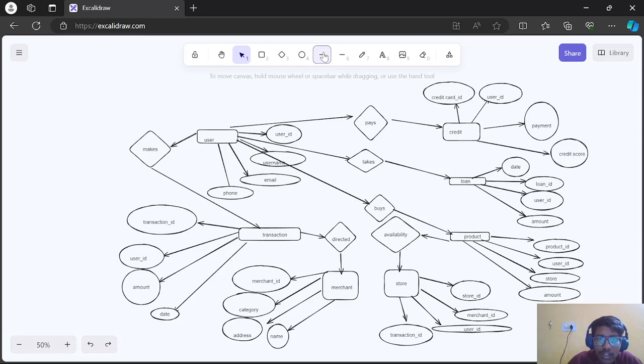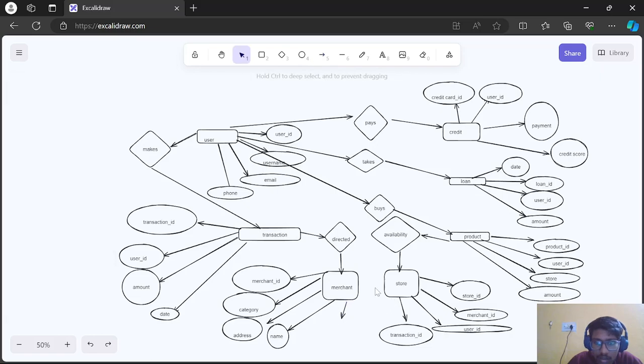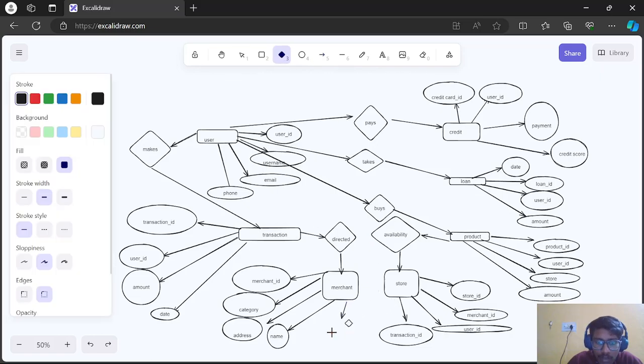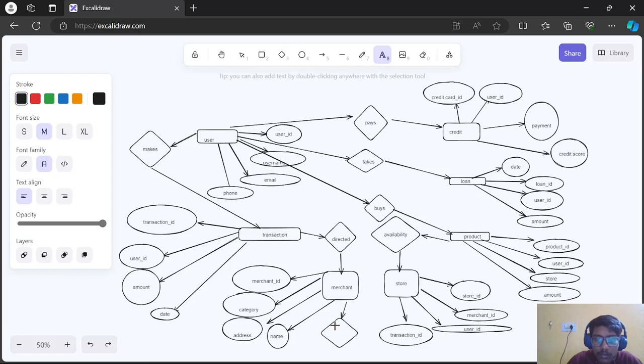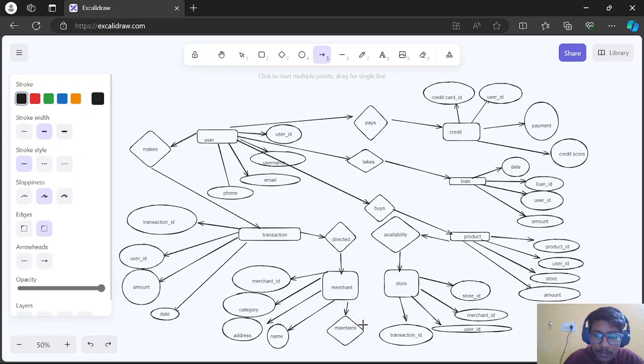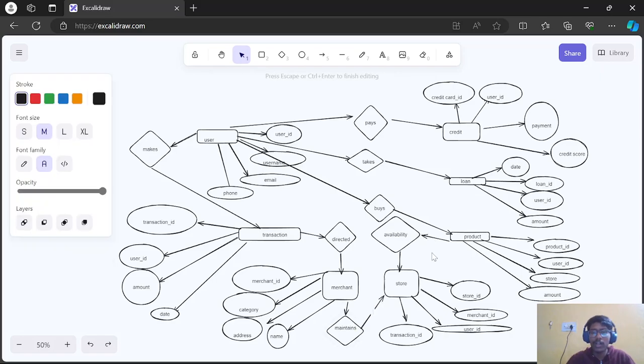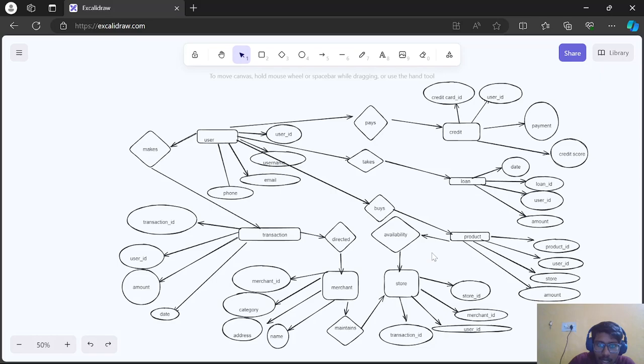And even there is a relationship between the merchant and the store, like a merchant maintains the store so that he can sell his goods. Yeah, so this is the overall diagram of the CRED app. I guess that this looks a bit clumsy. I'm sorry for that. Let me explain it thoroughly for you.